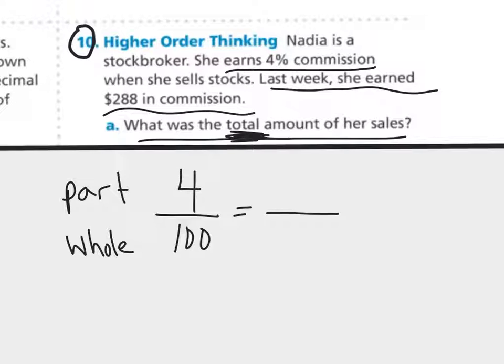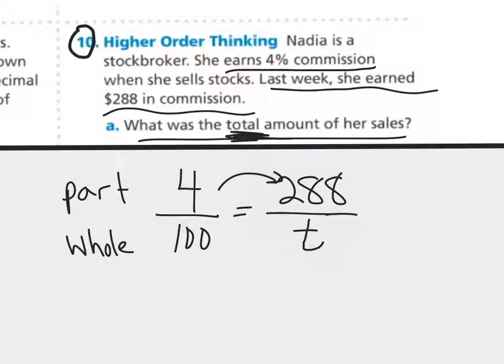So 288, the commission, is the part, and then the other thing's what we're trying to find. I'm going to do T for total sales. If you want to do an S, we got all kinds of reasons why we have to do things a little different. Curled bottom on the T so it doesn't look like a plus sign. S, you might do a cursive S so it doesn't look like a 5.